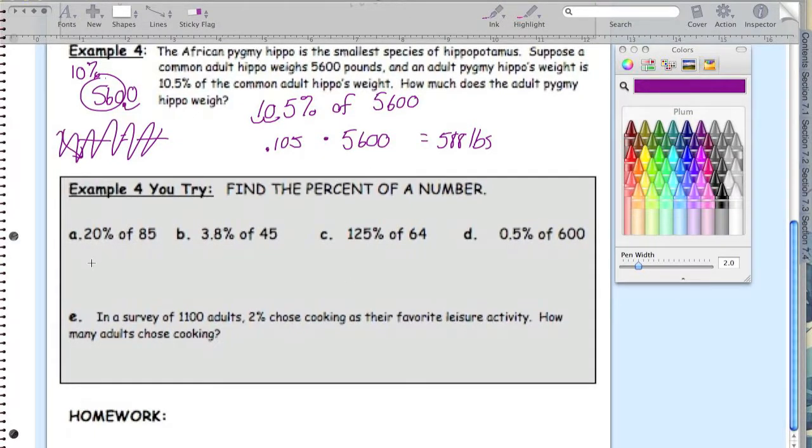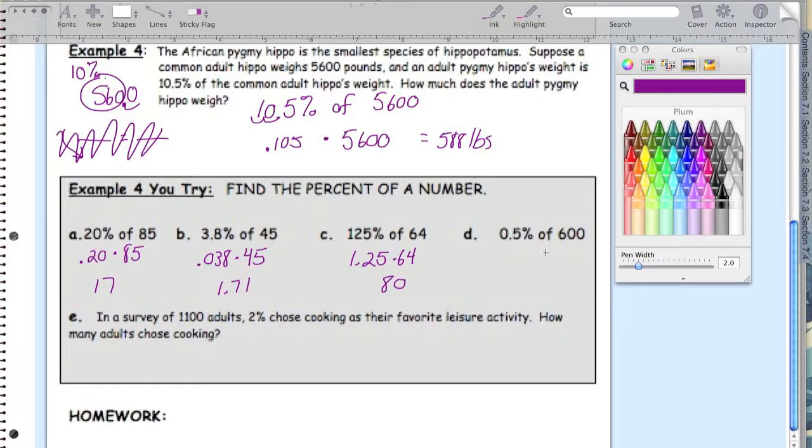We're going to do the same method. Turn these into decimals, 0.20, of means multiply, 85. 0.2 times 85, 17. Letter B is 0.038 times 45. When we do that, we find our answer is 1.71. 125% of 64 is 1.25 times 64. When we calculate it out, our answer is 80.